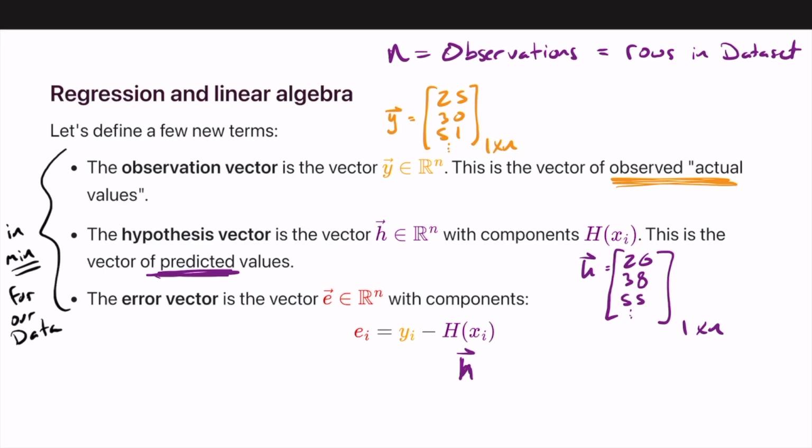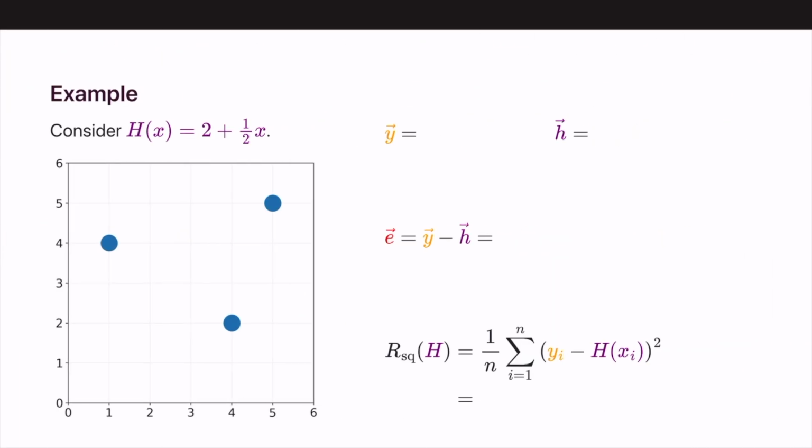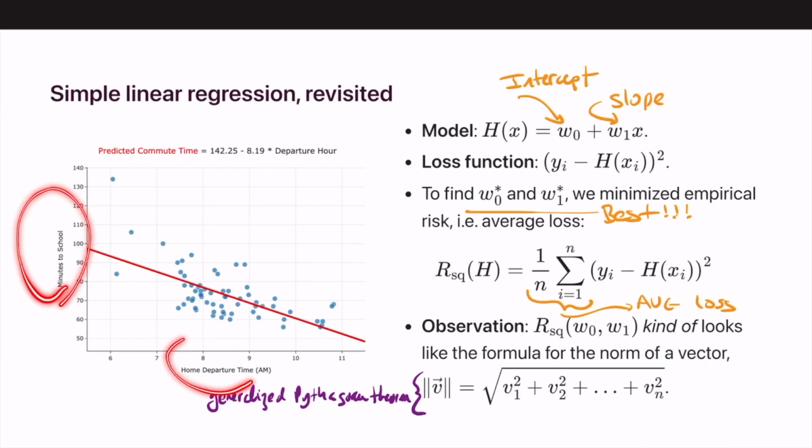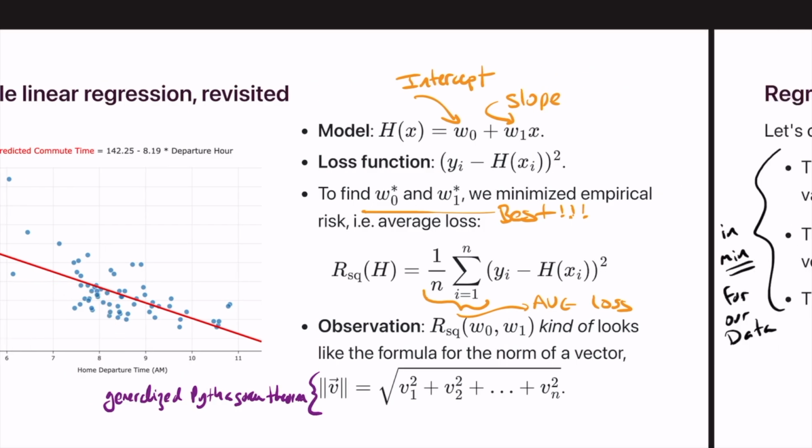Okay, so to formalize or make the idea of these three things concrete, let's go through an example. Of course, we have our y-axis here, and we have our x-axis, and let's not pay attention to units right now. This is just a simple example. But of course, if we were following the same example that we started with, we'd have minutes to school as our y, so the actual values, and home departure time as our observations, and then we'd make predictions based on that.